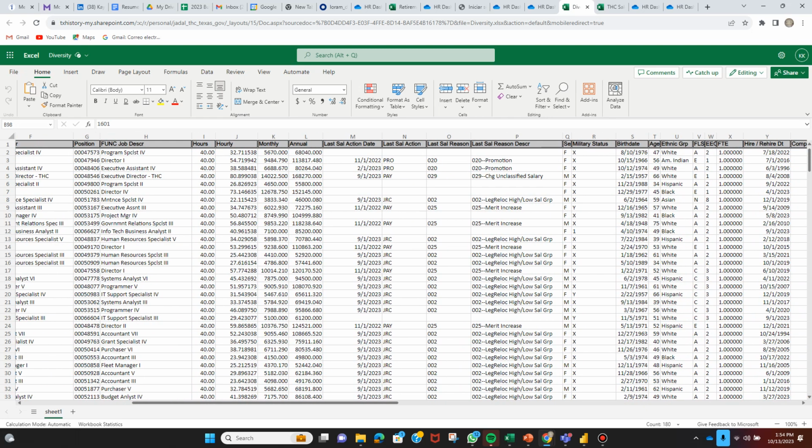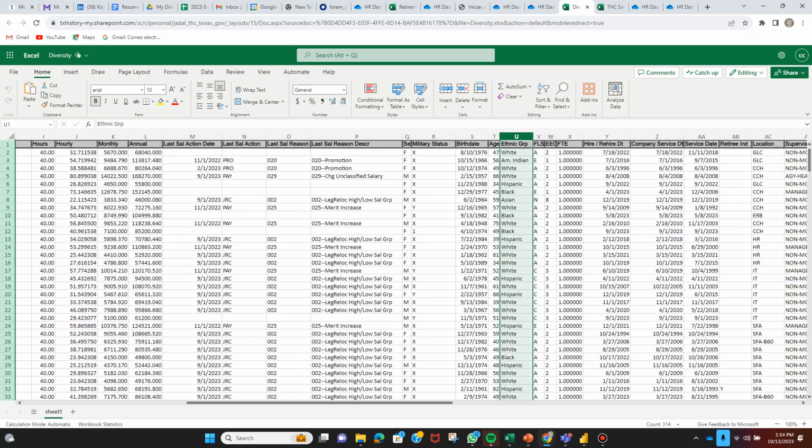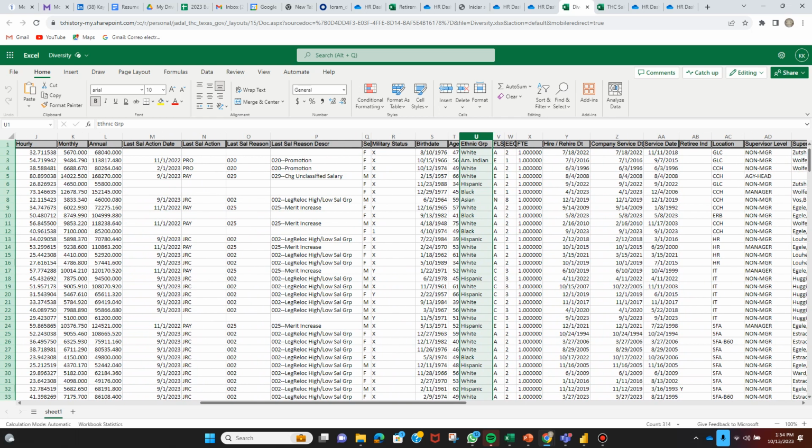It's based on the ethnic group. So anything that's not white. Okay. So you could probably break it up by white, American Indian, Hispanic, Black, and Asian. You'll see if you filter through that, it'll probably give 5 or 6 different groups.